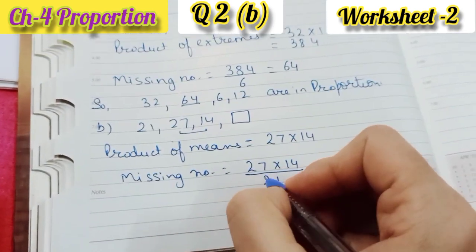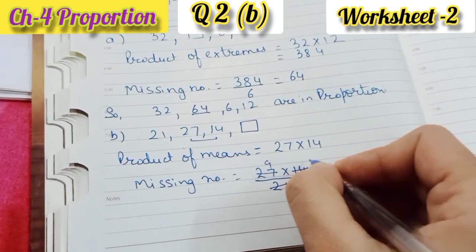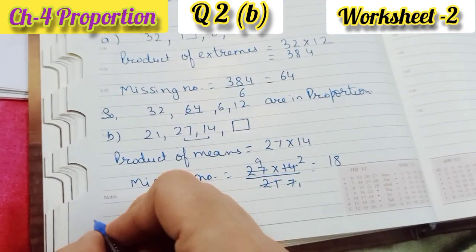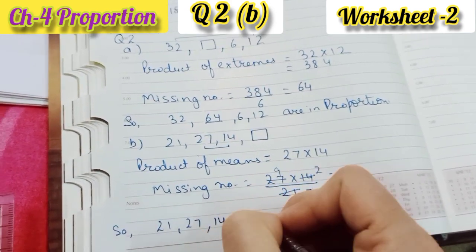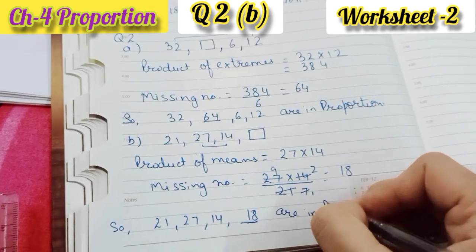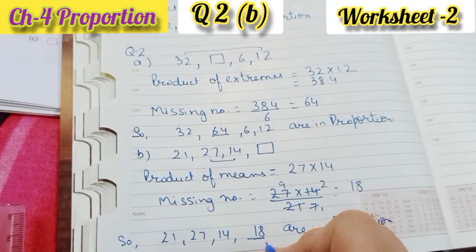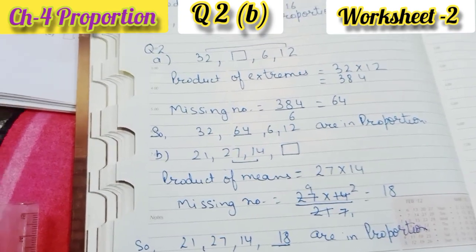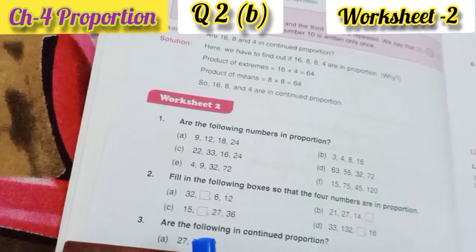Now solve this. 3 7s are 21, 9 7s are 63... so we get 9 2s are 18. So we have the numbers 21, 27, 14 and 18. They are in proportion. So the missing number is 18 here. So if we fill it by 18, we will get the numbers in proportion. Now you are able to do question number 2.